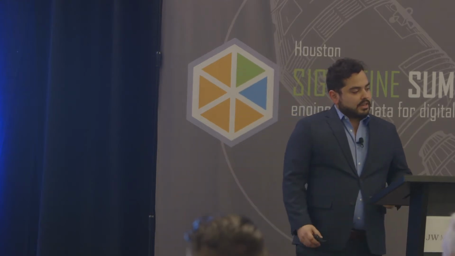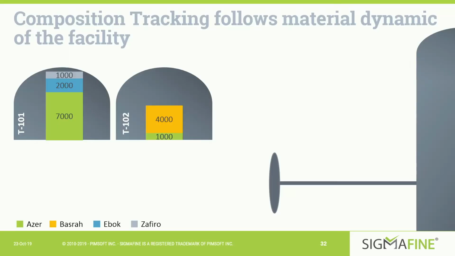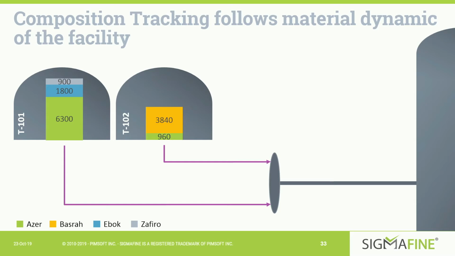So we'll take a look at composition tracking first. Here's a little demo to show you basically how it works. Imagine you have 2 storage tanks with 2 different types of crude in them, different compositions, and we have a simultaneous movement out of these storage tanks into a feed that goes into a process unit, let's say. So composition tracking is going to allow us to see not just the overall mass, which you'll be getting from your mass balance, but the composition of the feed that is going into the process unit.